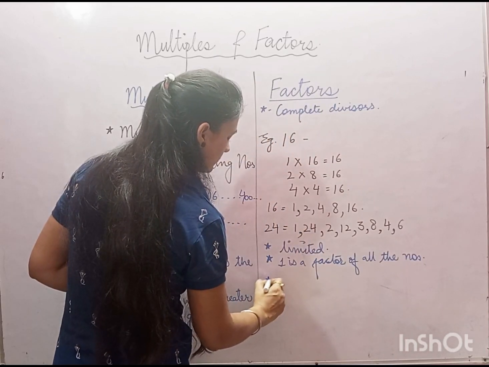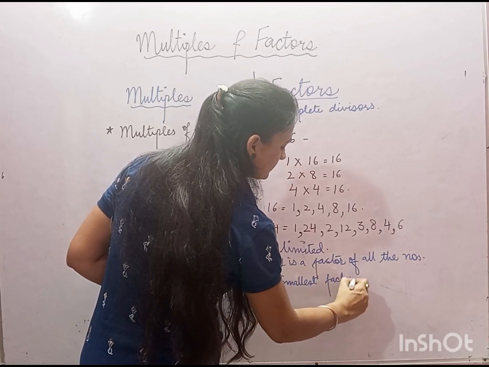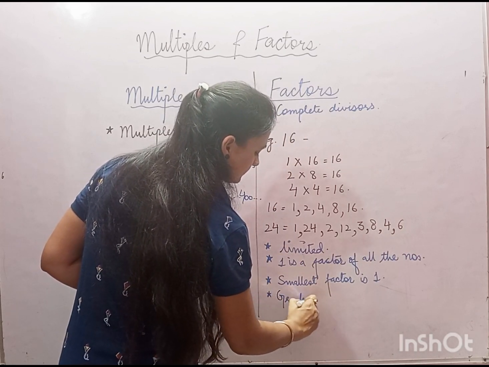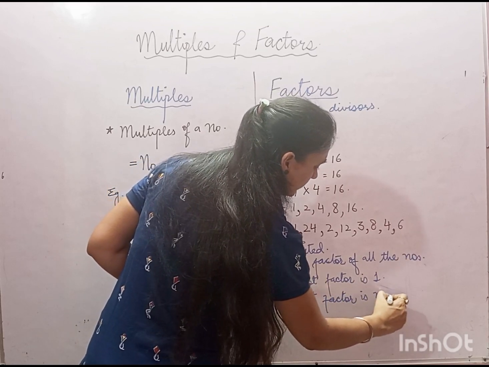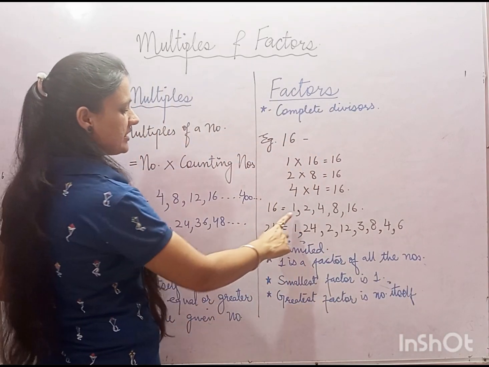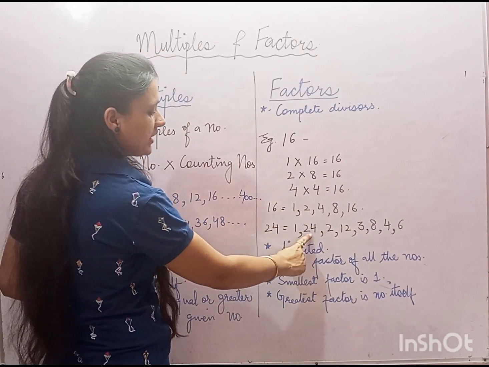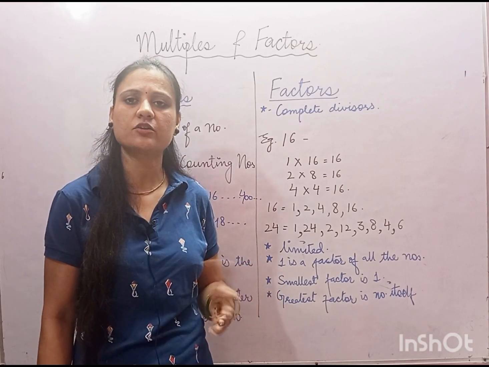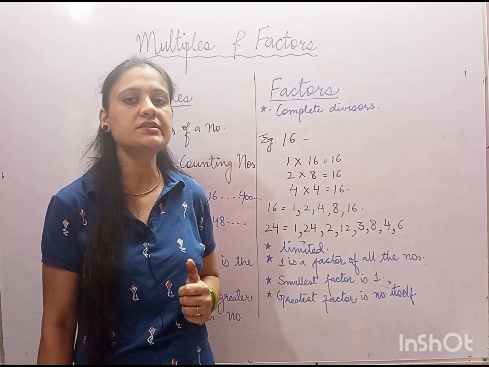Second thing is the smallest factor is 1, and the greatest is the number itself, right? If you see this example, we can see the smallest is 1 and the greatest is the number itself. Here also the smallest factor is 1 and the greatest is 24. So if somebody asks you to find out the smallest and the greatest factor of say 89, that will be 1 and 89 only. The smallest is 1 and the greatest is 89.